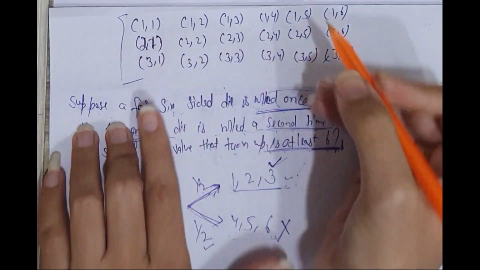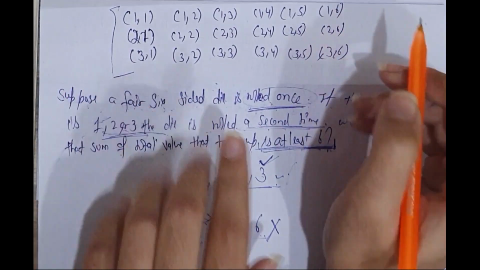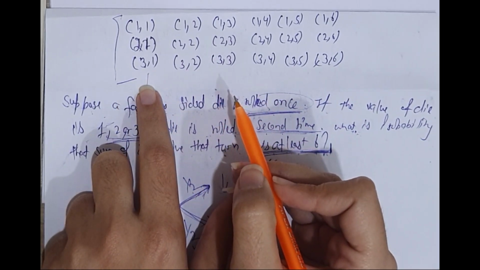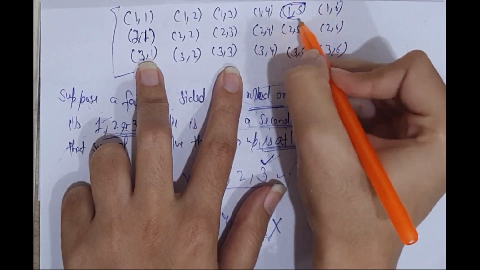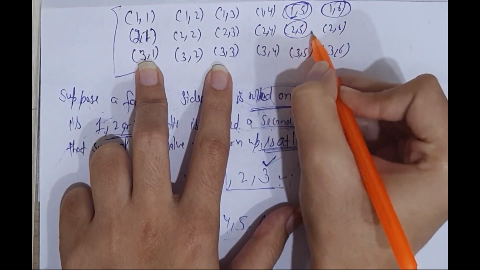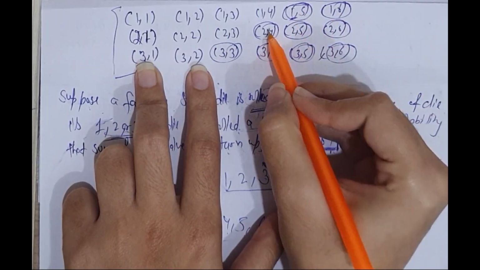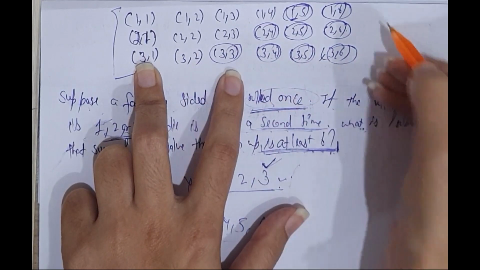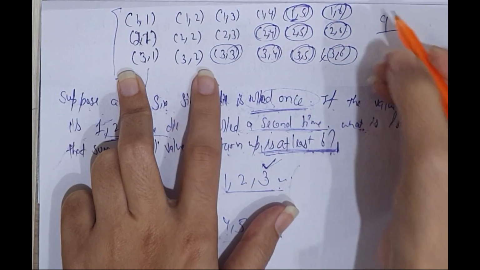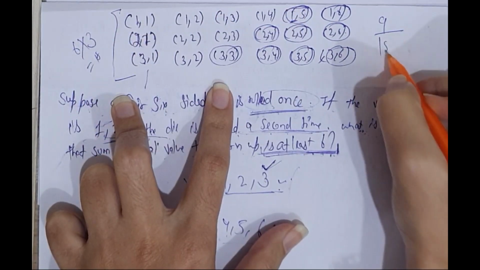6? Here, if 1, 2, 3 occurs, then we have to see the sum that occurs is at least 6. I am not taking 4, 5, 6 cases because they are not saying to take 4, 5, 6 cases. Here, at least 6, 6 or more than that: 1, 2, 3, 4, 5, 6, 7, 8, 9. And total number of cases are 6 into 3 rows, 18 cases.